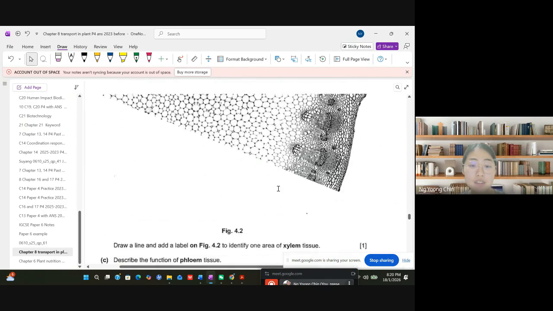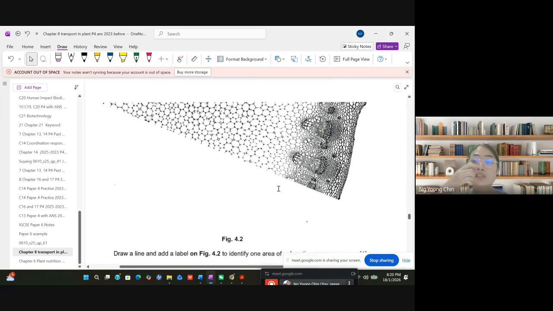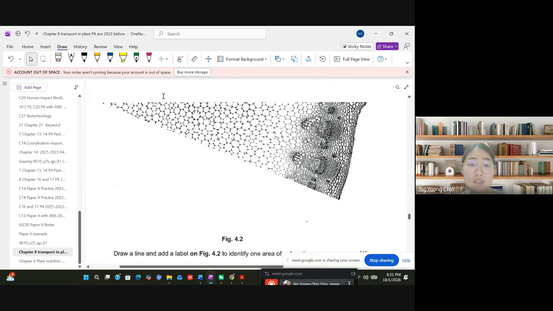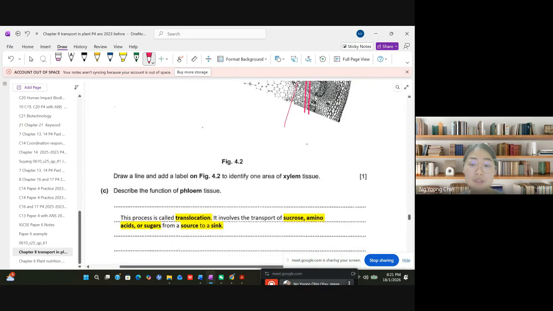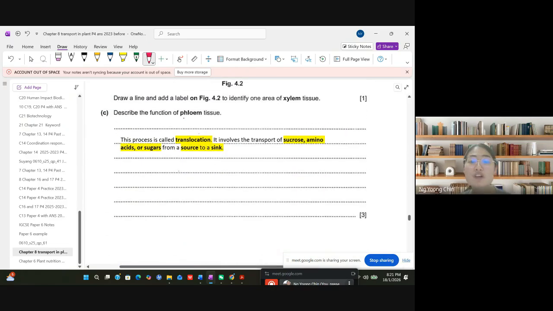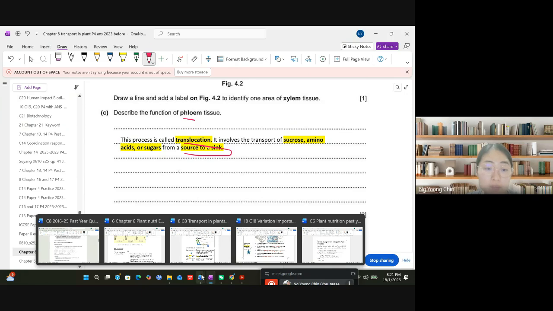Positive phototropism, and then this one. They like to ask you how to identify where is xylem and where is phloem. I hope you know. You see here is xylem, here's xylem, the big hole is xylem. Phloem tissue: whenever you talk about phloem tissue functions, you need to write the keyword translocation, what kind of nutrient molecule, glucose and amino acid, and from where to where, source to sink. This is also the same for the xylem. So you can read about this one.